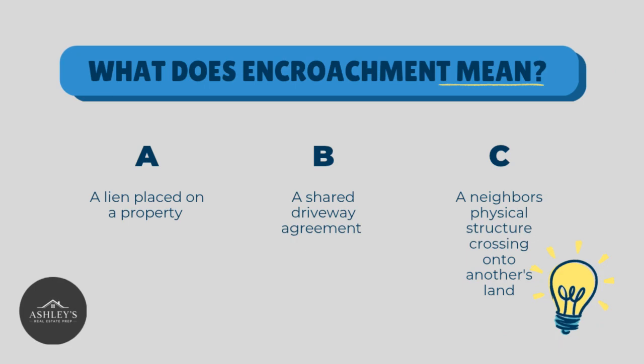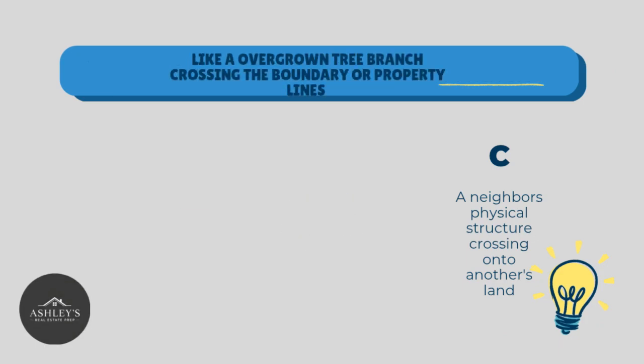What does encroachment mean? A. A lien placed on a property. B. A shared driveway agreement. C. Or a neighbor's physical structure crossing onto another's land. The answer is C, a neighbor's physical structure crossing onto another's land, like an overgrown tree branch crossing the boundary or property lines. You may see this in certain areas you walk in, especially certain neighborhoods.